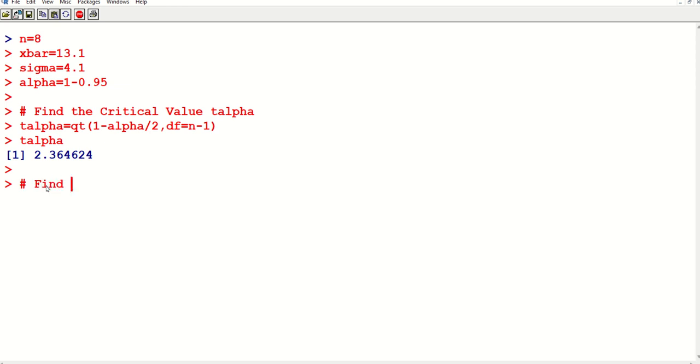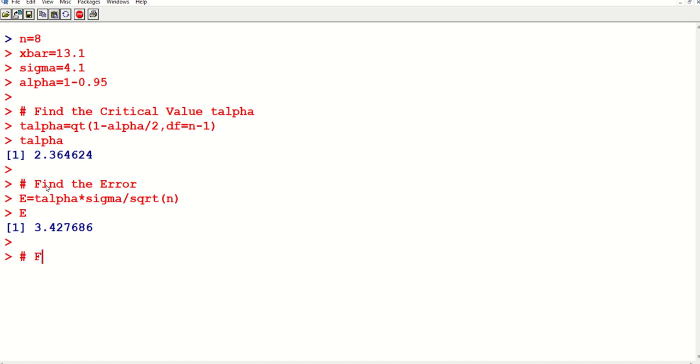Now the next thing is coming. Find the error for estimation. What is the formula? Error is equal to t alpha multiplied by sigma divided by sqrt of n, with the brackets. If you calculate, this is the error here, 3.42 like this. Okay, after calculating the error, what is the next target?